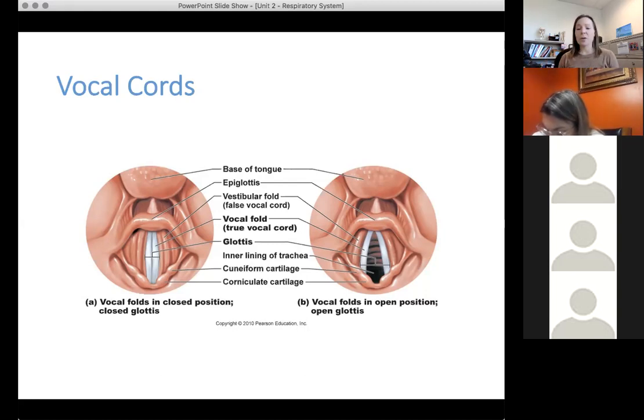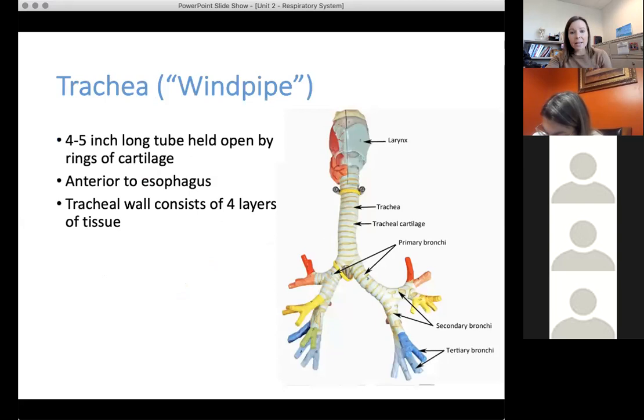And you can produce different pitches of sound depending on how tight the vocal cords are being pulled or how loose they are. If there's no tension on them, then they're more relaxed. So if they are being pulled tight, that would produce a high pitch sound. If they are relaxed, it produces a lower pitch sound.